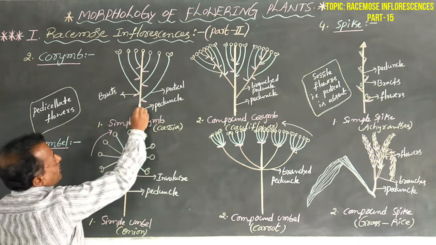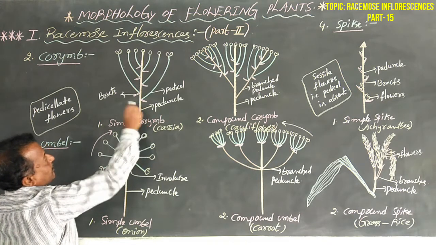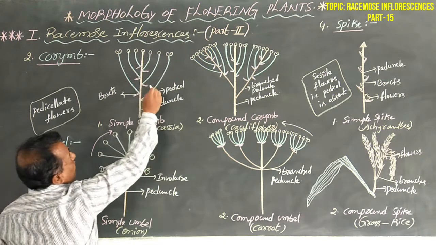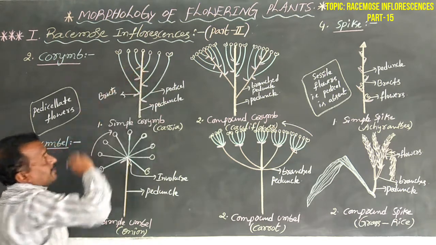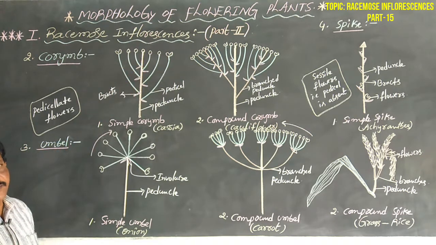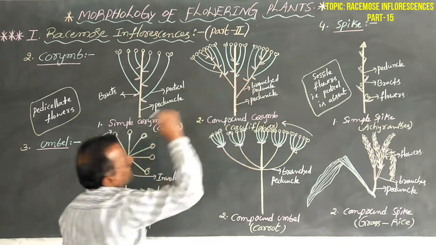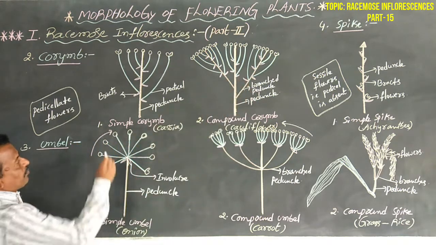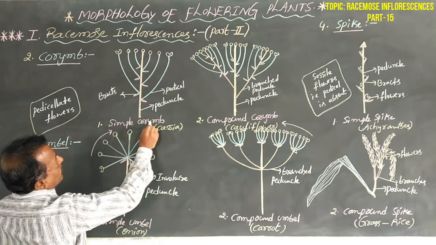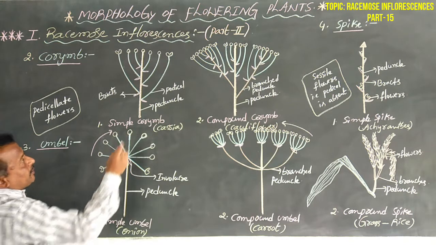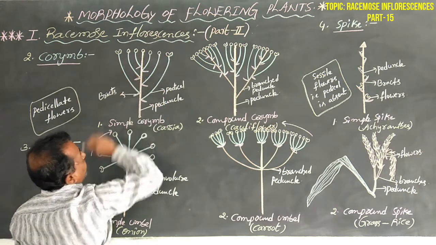So the peduncle is simple, that is unbranched. These are not branches, only pedicels. Don't get confused here. Simple means the peduncle is unbranched. Compound means the peduncle is branched. Okay, now simple corymb: the peduncle is unbranched, but the pedicels differ.